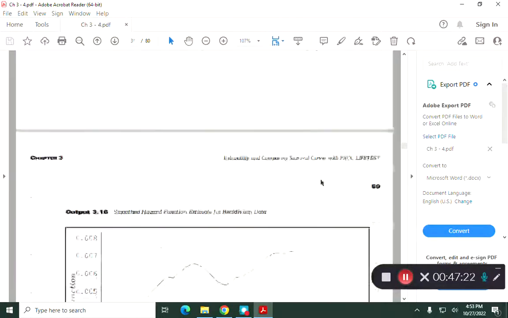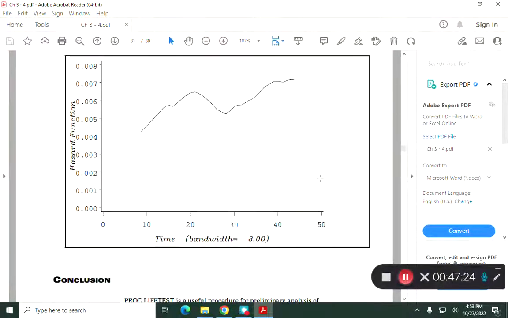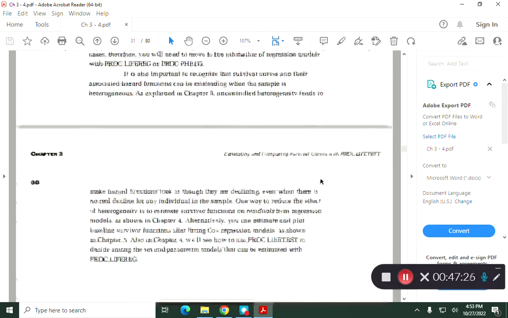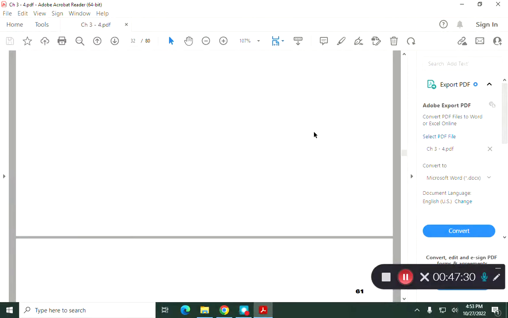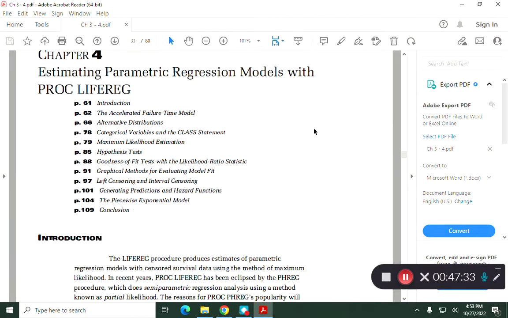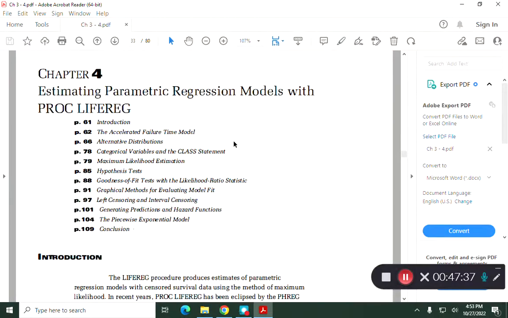Okay, and here I'll say that you read chapter 3. Okay, now we get into chapter 4. Chapter 4 really is about modeling the whole thing using a regression function. And keep this in mind.